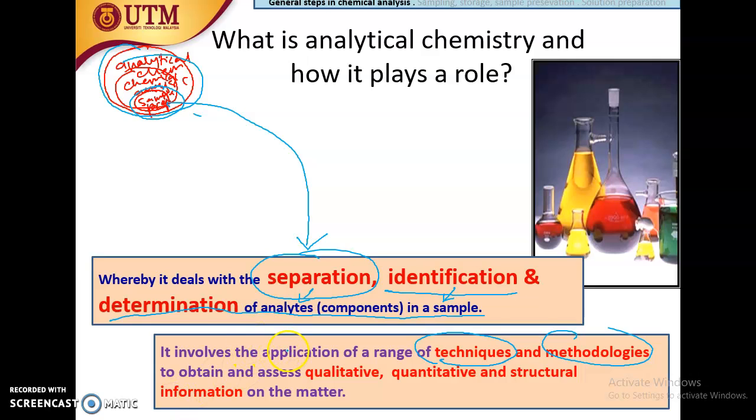It involves the application of a range of techniques to obtain and assess qualitative and quantitative information, and sometimes you want to know structural information. It means if you want to know about nitrophenol, you know already it's nitrophenol, you know how much it is, but do you know the chemical structure? Analytical chemistry can play a role in that as well.